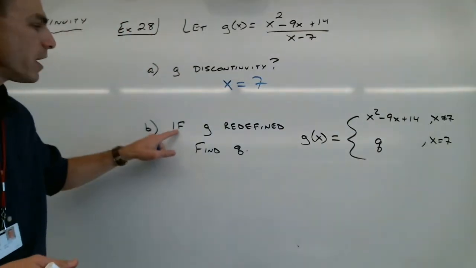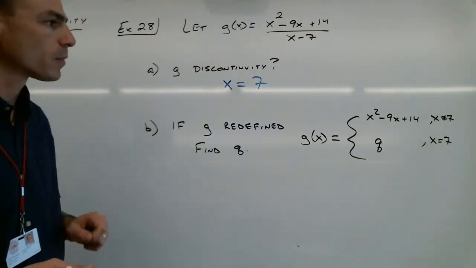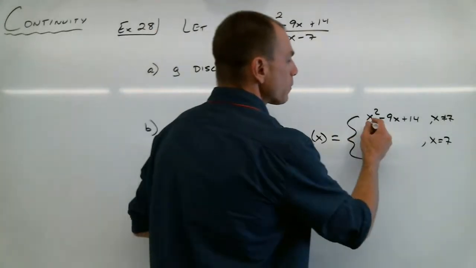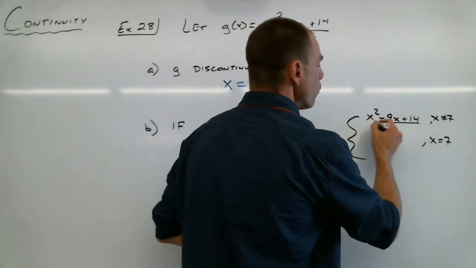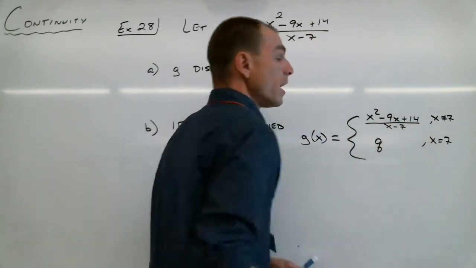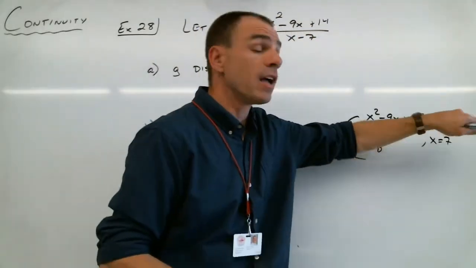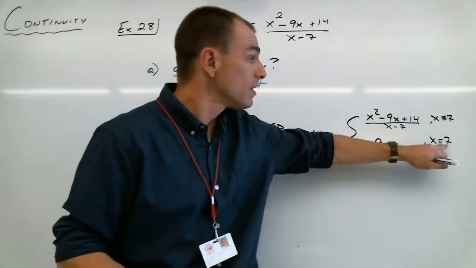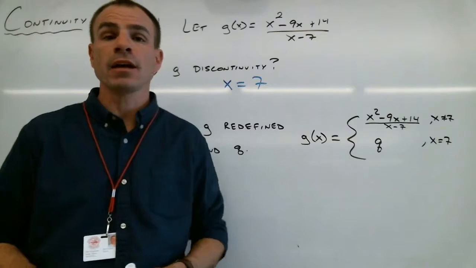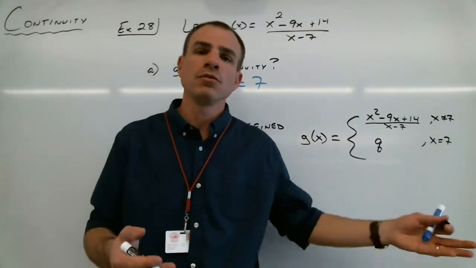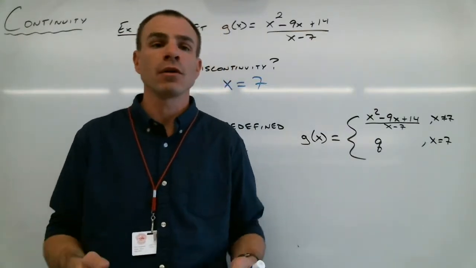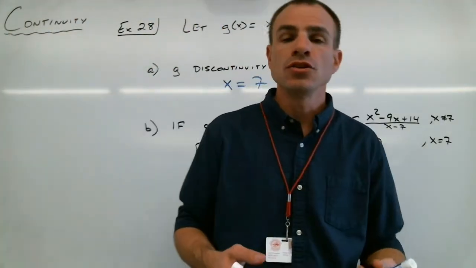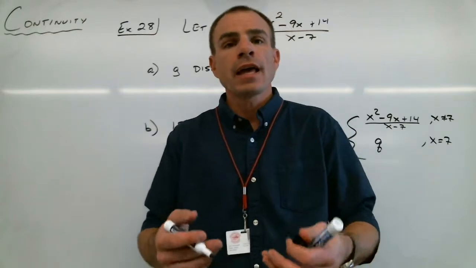Okay, let's say that we redefine g. We're going to redefine g piecewise. It's (x squared minus 9x plus 14) over (x minus 7), as long as x does not equal 7. Okay, because we have an issue when x is 7. So when x is 7, we're going to make that equal to q, a number, where q is just some number that we're trying to figure out. Okay, what value of q is going to make g continuous at x equals 7?